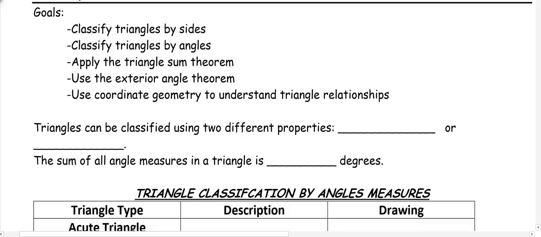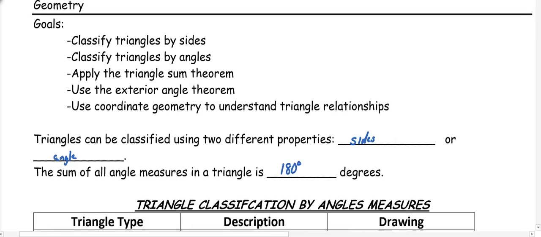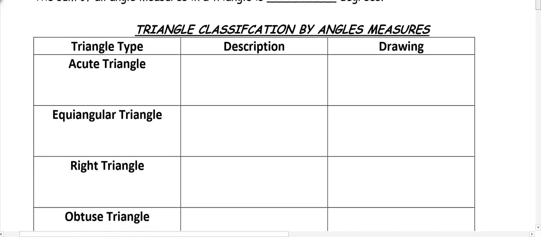This video is about classifying triangles by sides, classifying triangles by angles, applying the triangle sum theorem, using the exterior angle theorem, and using coordinate geometry to understand triangle relationships. So remember that triangles can be classified by two different properties, the sides or the angles. The sum of all angles in a triangle is 180 degrees. So first let's look at classifying triangles by angle measures.